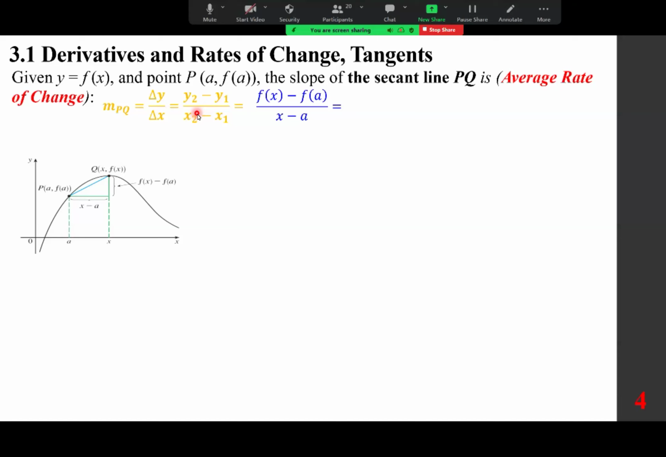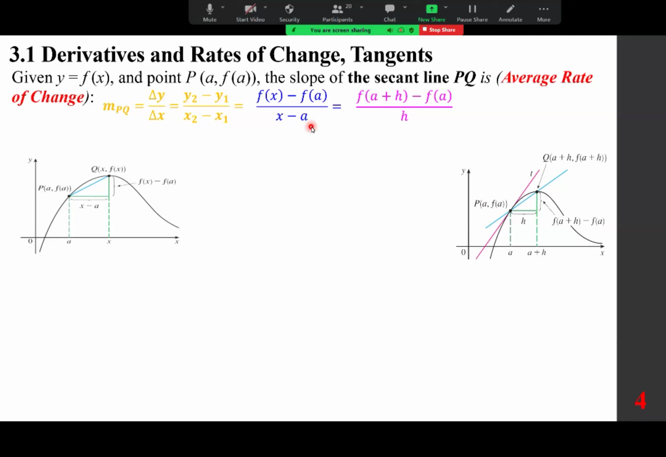Now, if you use f of x, then you can say f of x minus f of a over x minus a. What I'm trying to say is that this is the same good old rise over run. If we go with this one, and this is point A, and we move by h to the right, now this one is a plus h, so the run is h, and the rise is f of a plus h minus f of a. This is the same formula.